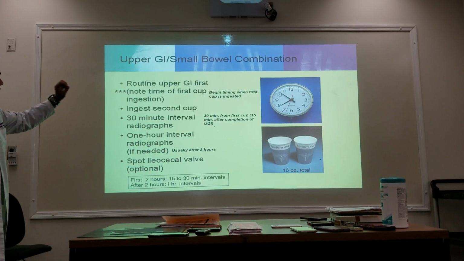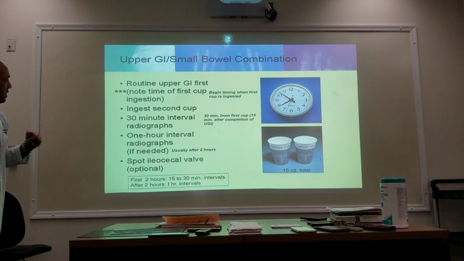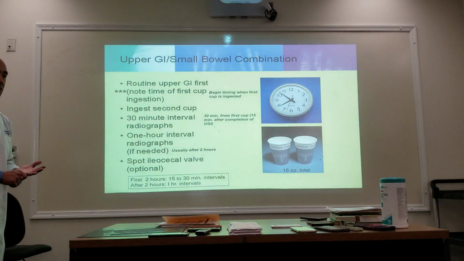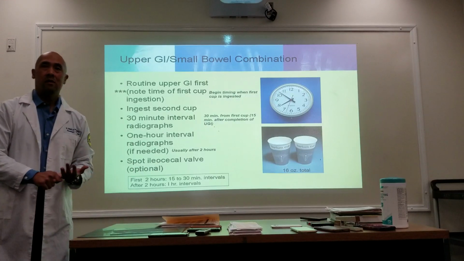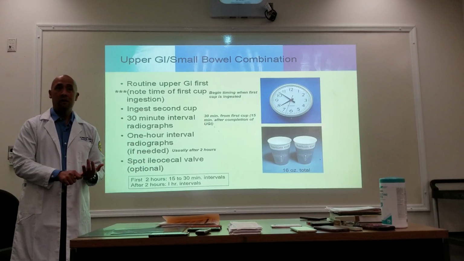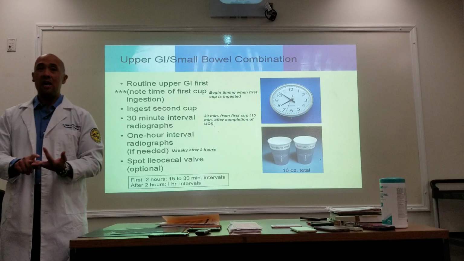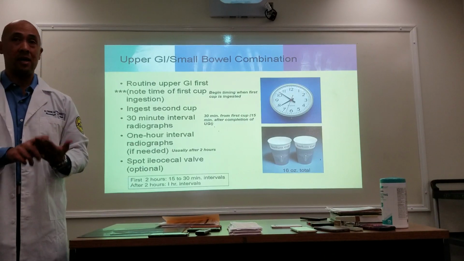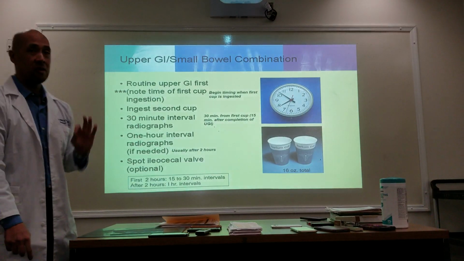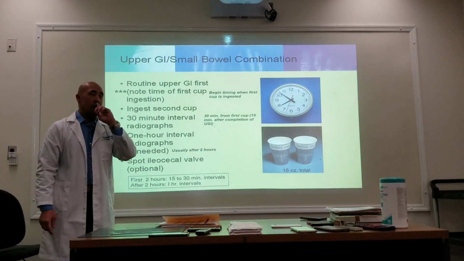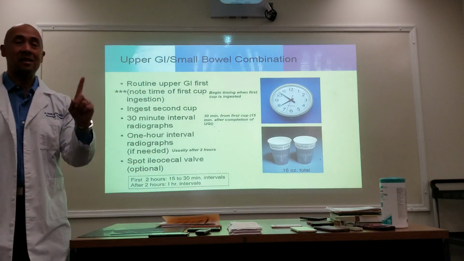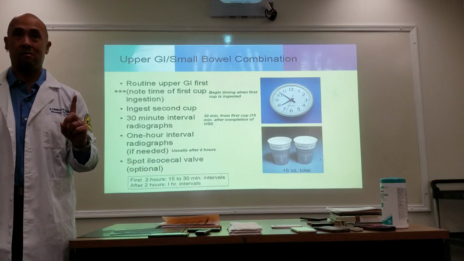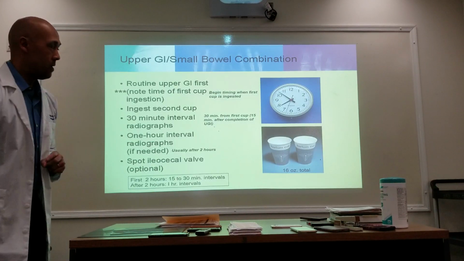So after you've completed the upper GI, recall the positions of the upper GI. What are the positions? We have RPO, LPO, AP, PA, lateral. AP, PA, and then a right lateral. So there's five overheads that you have to do. Recall that one of the projections that you do is a PA. Okay, you guys recall that, okay?